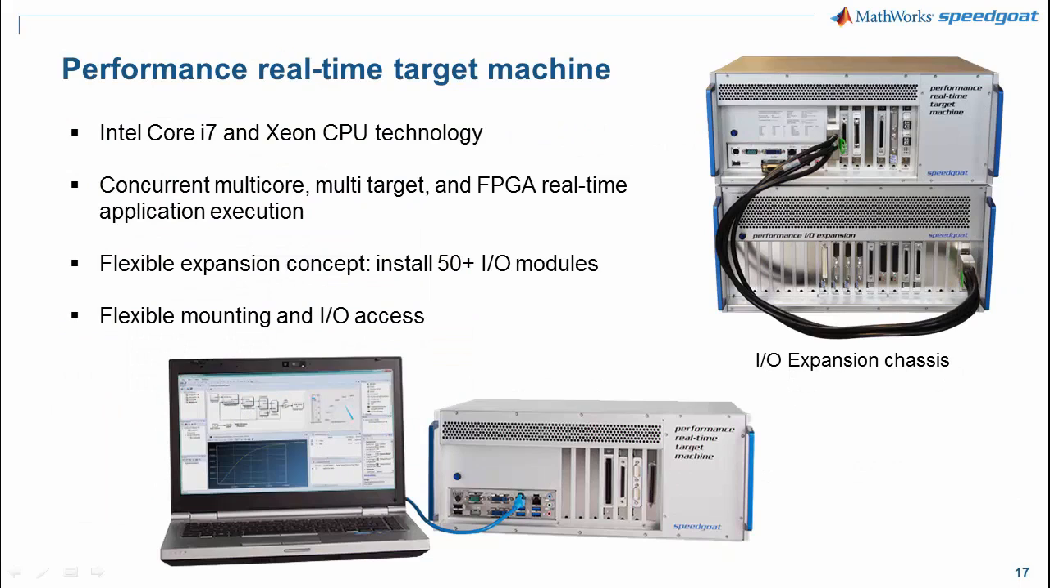The Performance real-time target machine is the ideal choice for office and lab use. It leverages latest generation Intel Core i7 and Xeon CPUs and optional Xilinx FPGA technology to execute real-time applications on multiple cores, target machines, and FPGAs. The Speedgoat platforms are modular, field upgradable, powerful, and cost-effective. The flexible expansion concept allows more than 50 I/O modules to be installed in a single system.